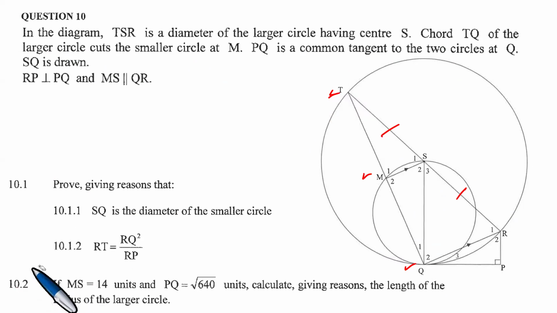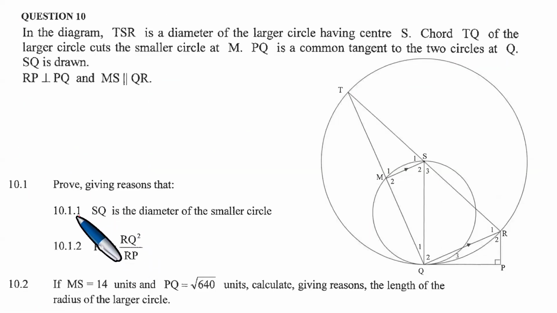Okay, right, so we continue to solve this. Let us look at what information has been provided up here. And cut the smaller circle at M. Here's the M, we've seen that. PQ is a common tangent to the two circles at Q. So in other words, PQ is a tangent to the smaller circle, but it's also a tangent to the bigger circle there. Okay, good. Let us continue now and analyze these very carefully.